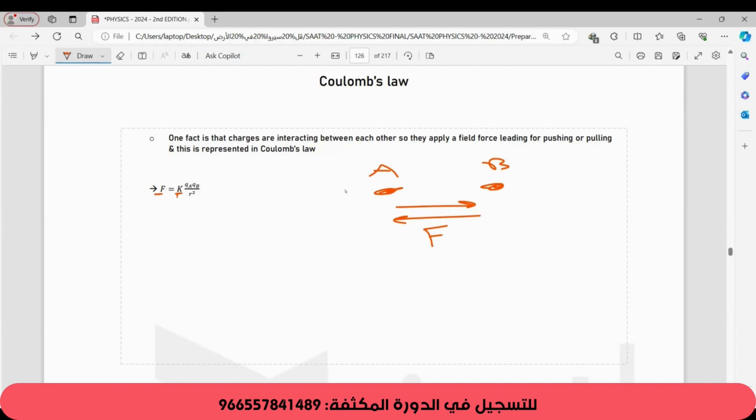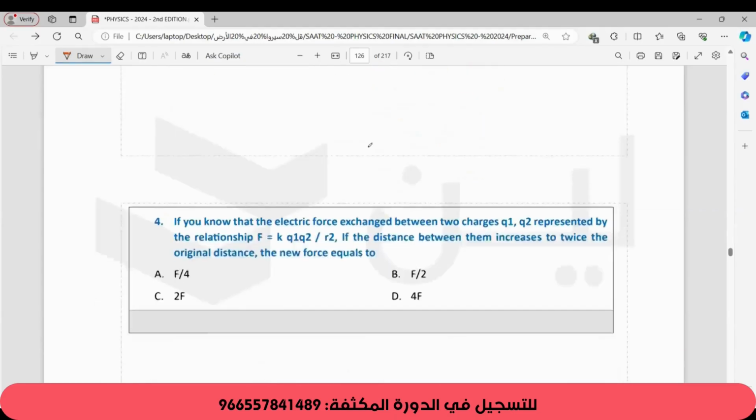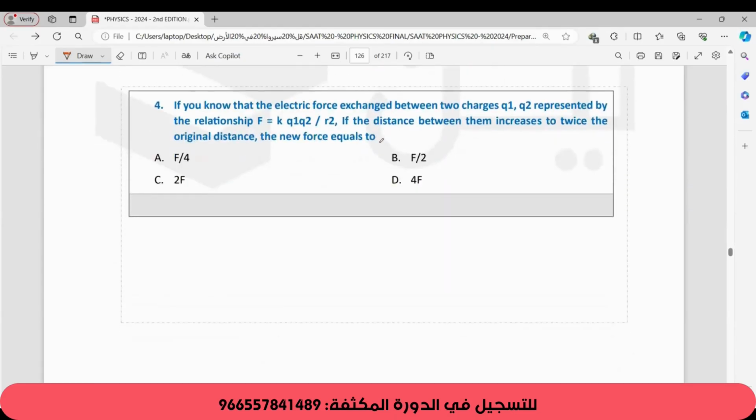Now for the K, it is a constant, and I think 9 times 10 to the power 9. Q are the charges, and the R, it is what? The distance. Okay, R is the distance. Clear, guys, this concept, Coulomb's law? Okay, I think clear. All right, now let's see this one.